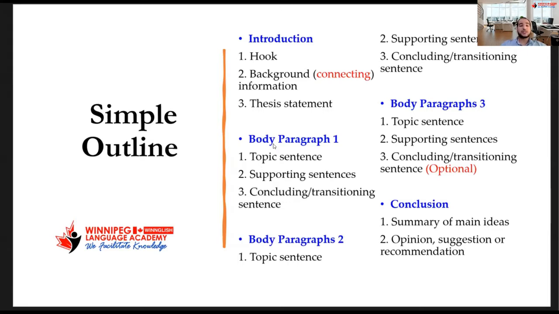This was our last class. We talked about how to write a body paragraph. We move from one paragraph to the other till we reach our conclusion. In the conclusion, we need to summarize the main points of the essay. Plus, we need to give our opinion, suggestion, or recommendation if we have any.